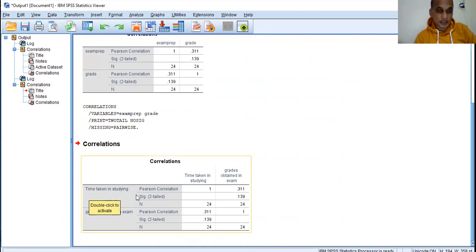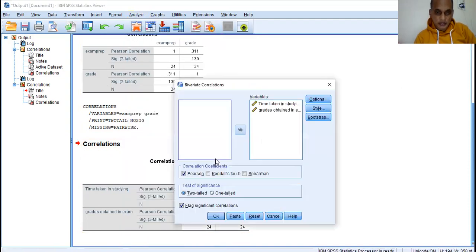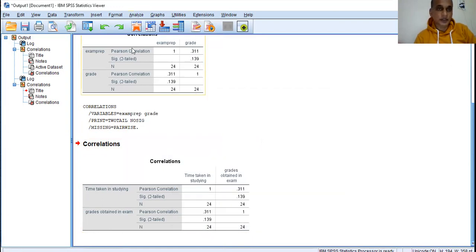Time taken in studying, Pearson correlation for grades obtained in exam is coming to 0.311. So the value here is 0.311, and significance is 0.139. So this is the answer I'm getting. Let me do this test once again so that we understand how this test was done. Before that, what I'll do is I'll just reset the things, close it and start afresh.